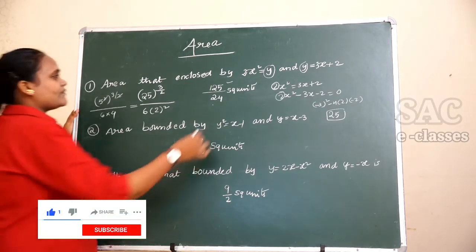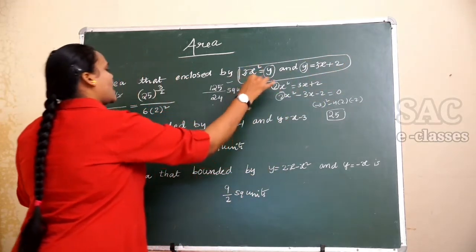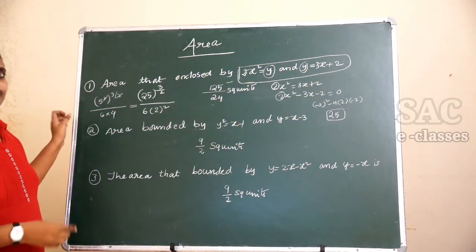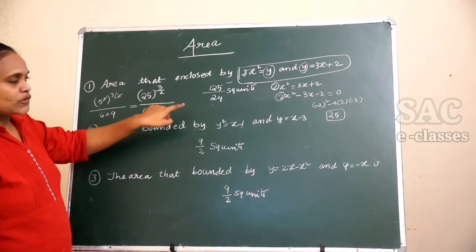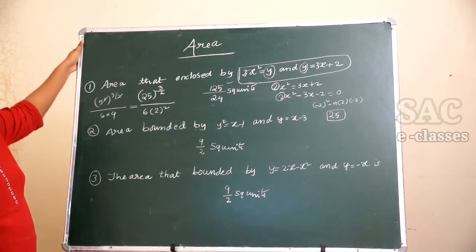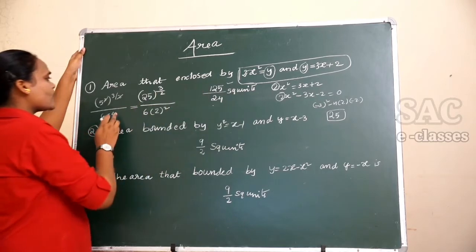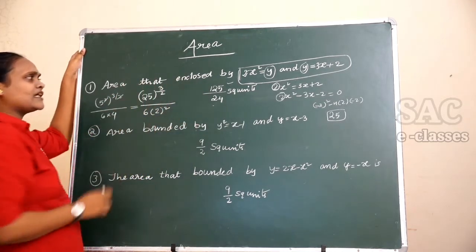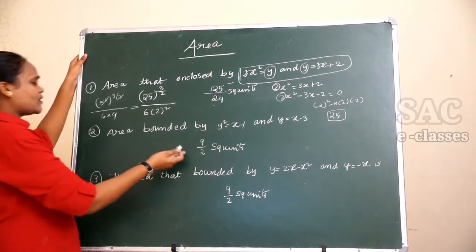Simple. Whenever you are asked to find the area between a parabola and a line, without drawing the associated figure and without finding the x and y values, just by this trick you can find the area enclosed by a parabola and a line. Let's move to the next one.